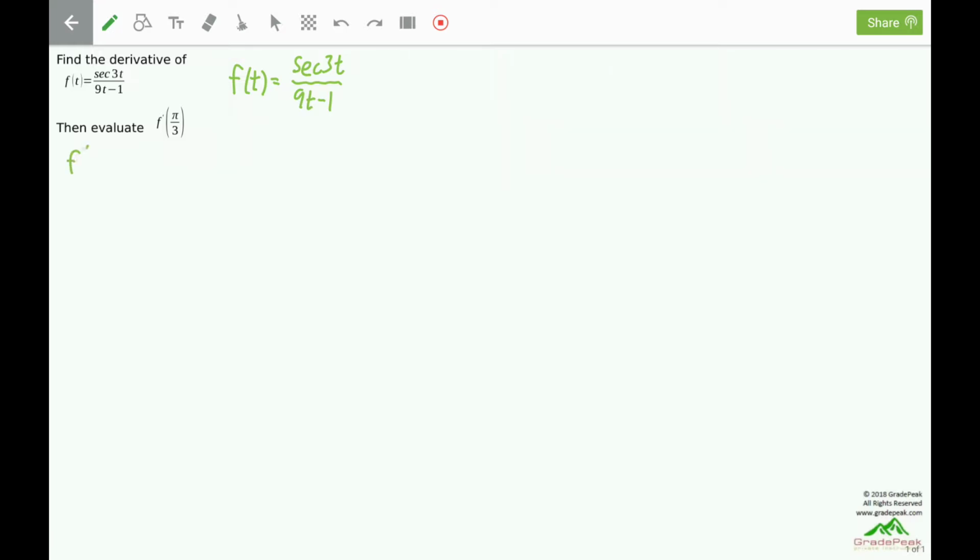The derivative, f prime of t, will be the derivative of the numerator. The derivative of secant is secant tangent. We will leave the inside of those alone, so they will both be 3t, and then times the derivative of the inside of the trig function, so the derivative of 3t, which is a 3 to complete the chain rule.